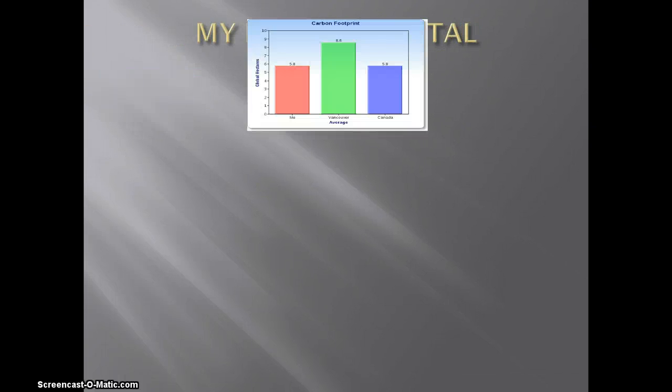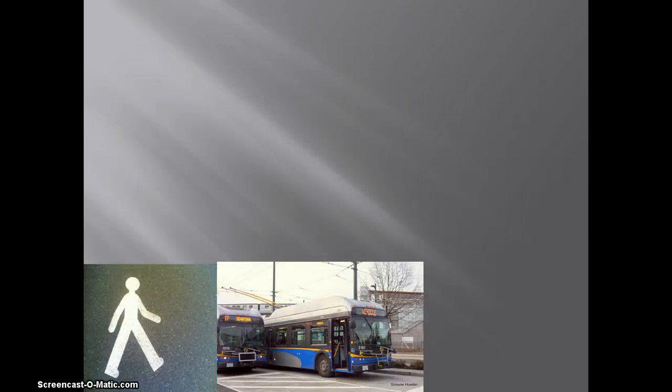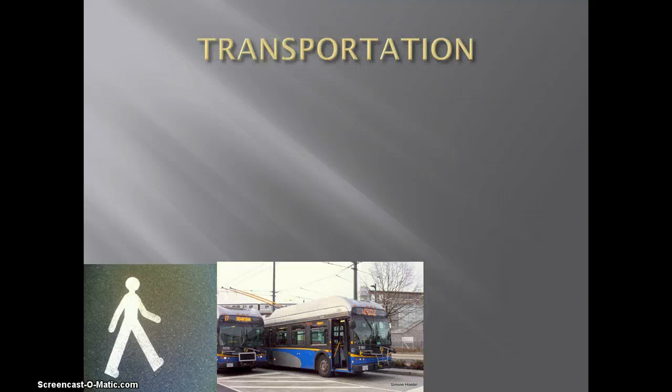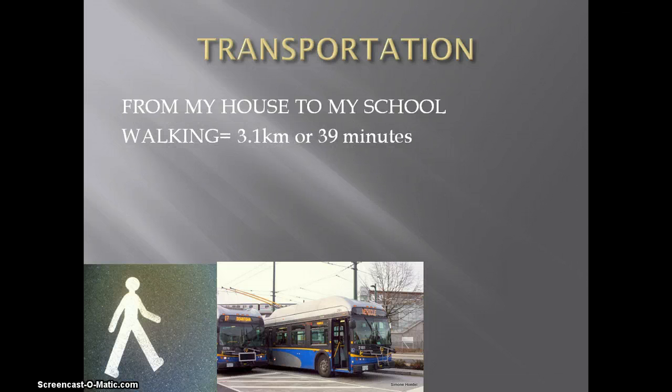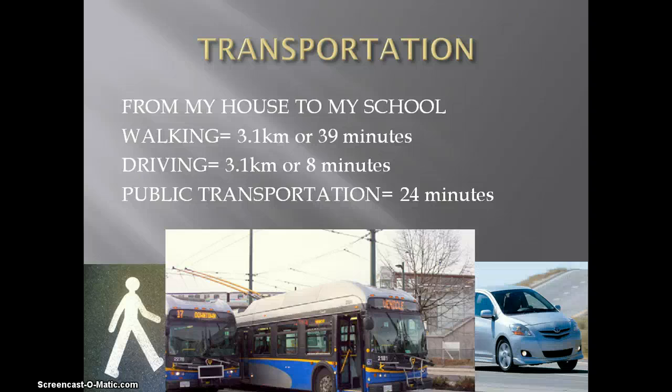My environmental footprint. My carbon footprint is 5.8 global hectares, which is equal to the Canadian average, but not the Vancouver average, as the Vancouver average is 8.6 global hectares, which is much higher. So transportation. From my house to my school, it is 3.1 kilometers or 30 minutes for walking. Driving is 3.1 kilometers or approximately 8 minutes. And public transportation is approximately 24 minutes.